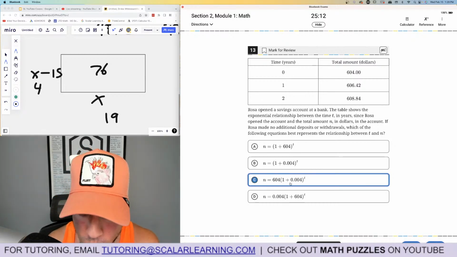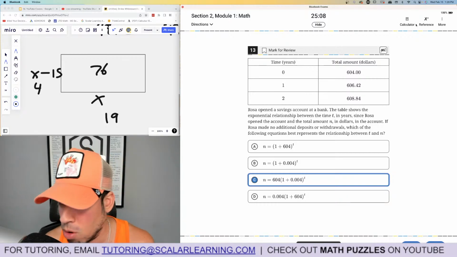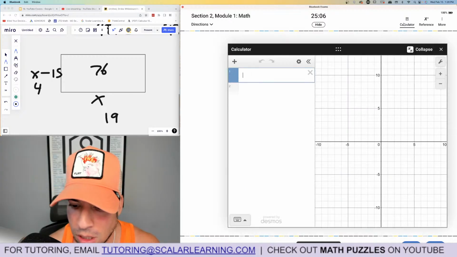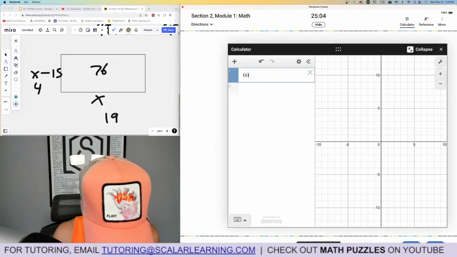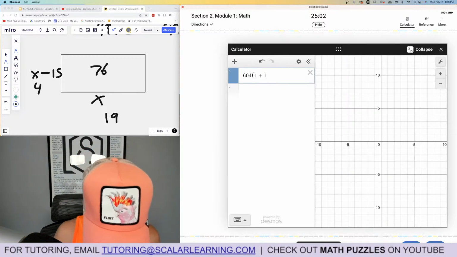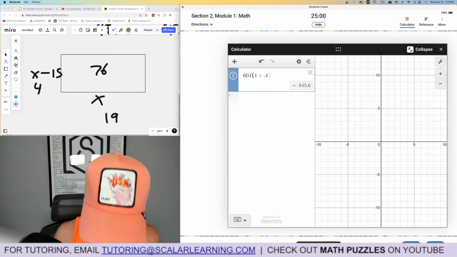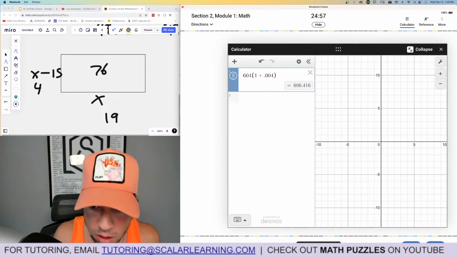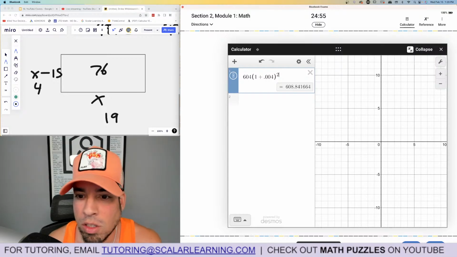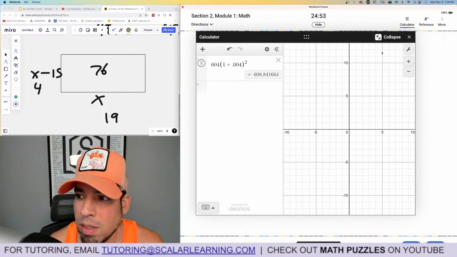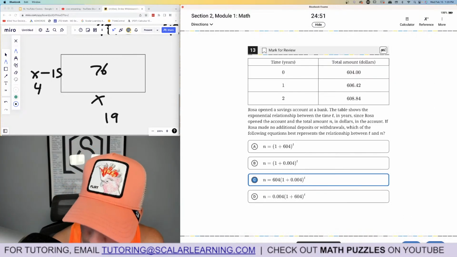And you could plug in 1 or 2 to this equation. And if you plug in 2, you should get 608.84. I'll just show you since we have time. So 604 times 1 plus 0.004 to the 2 power is 608.84, which is what we get. So that's how you know. That's how you can verify.